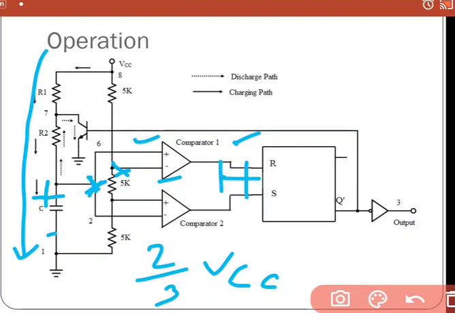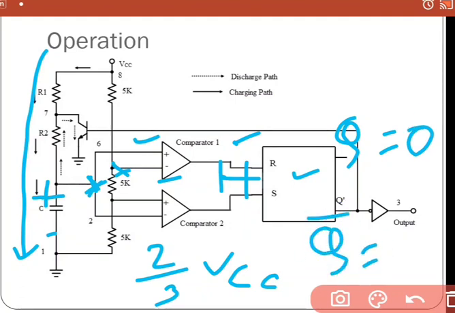That means the reset pin of this flip-flop will be high. That means again Q will be 0 and Q bar will be 1. Again, Q bar 1 means what will be the output? Here the output will be 0. So initially it was 0. Then when the flip-flop was set, the output from pin 3 was like this, and when it is again reset, the output will be like this.